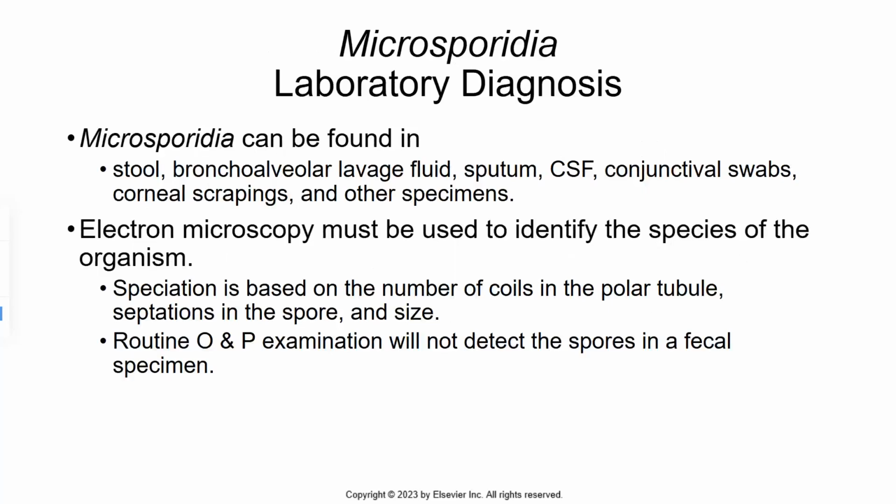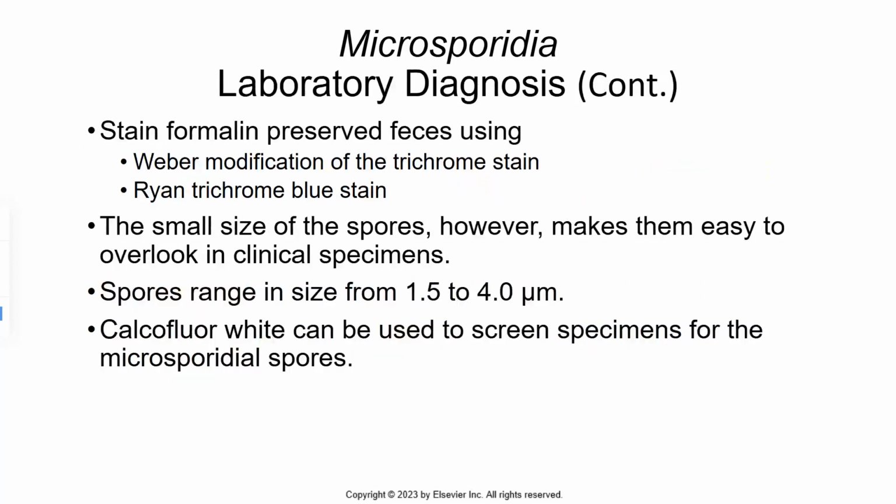Microsporidia can be found in various types of specimens. Electron microscopy must be used to identify the species of the organism. Stain with formalin and preservatives, preserve feces using different types of stains. Small size of the spores, however, makes them easily overlooked.